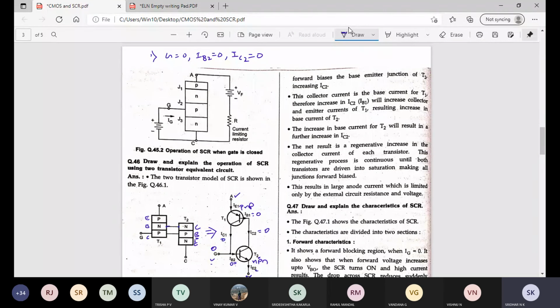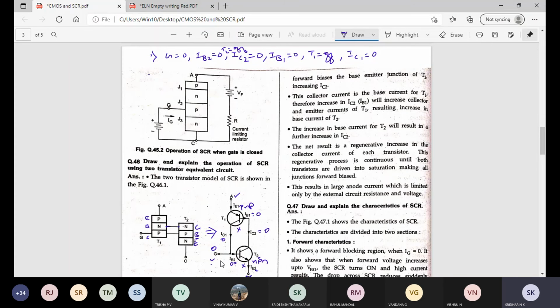So that means this transistor is off and this transistor is also off. IC2 is 0, and IC2 is nothing but IB1, which is 0. If IB1 is 0, transistor 1 is off. If transistor 1 is off, IC1 is equal to 0. So somewhere here you can represent T2 is equal to off. This is for gate is equal to 0.